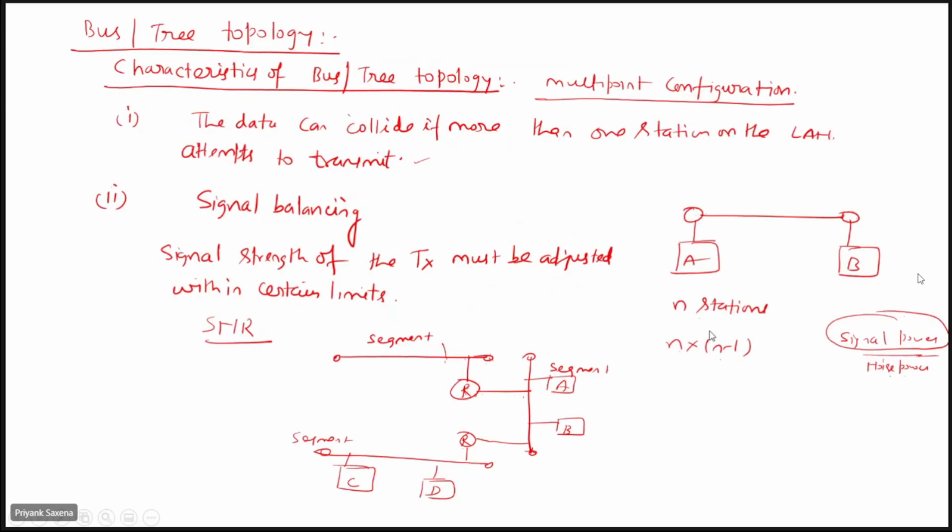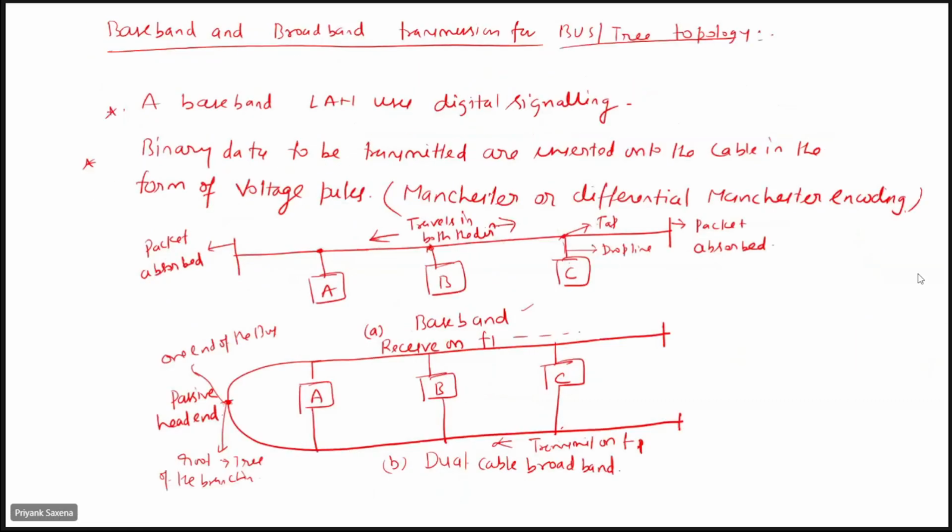So this is again baseband and broadband transmission. As I told you in the previous class, a baseband LAN uses digital signaling. Binary data to be transmitted are inserted on the cable in the form of voltage pulses, so we use Manchester and differential Manchester encoding. Data travels along the cable, and at the end this data is absorbed by the terminating resistances. But this is baseband.